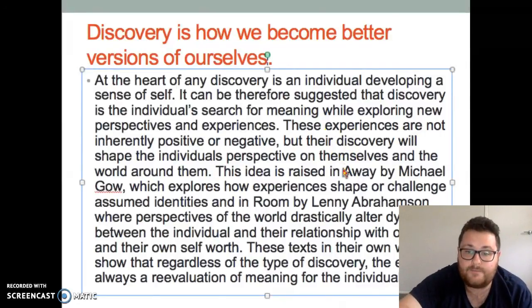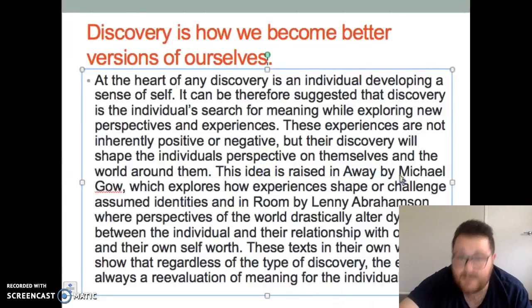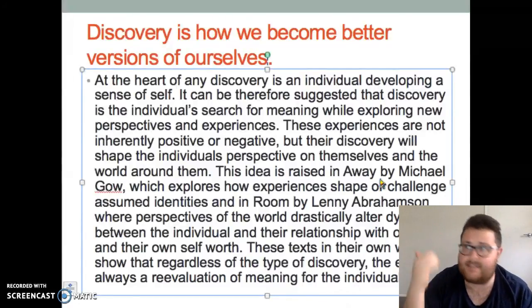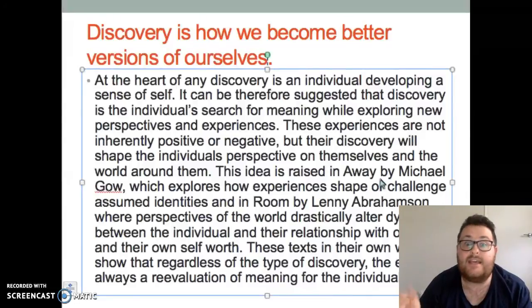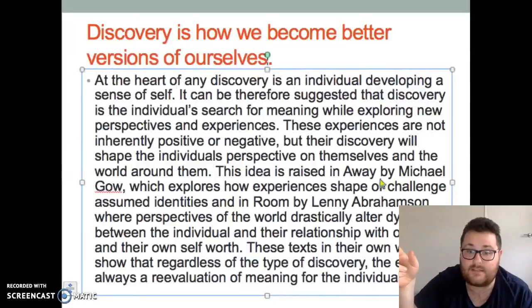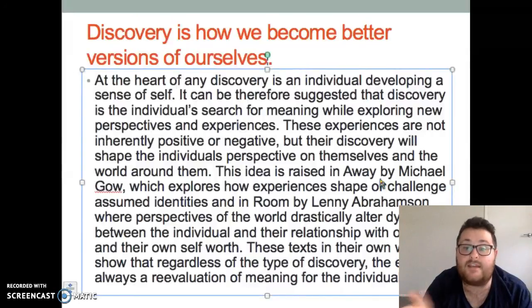One thing I forgot to do, and it's a style thing more than anything else, is that you underline texts like A Way or Room because they are solid texts. Films, plays, novels, underline them. If it's a song, if it's a poem, you need to put it in inverted commas. Okay? It's a style thing. It doesn't matter too much, but it is just something that is good to get into a habit of doing, because that's how you reference properly.